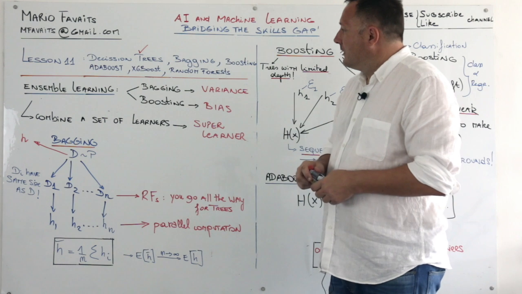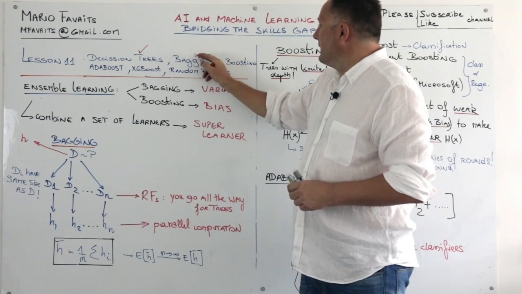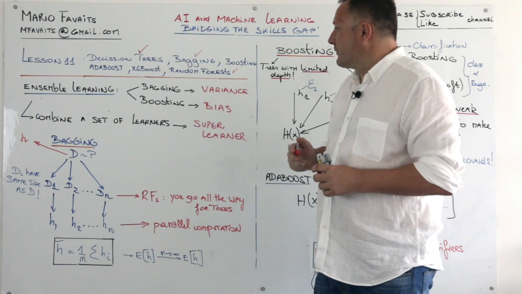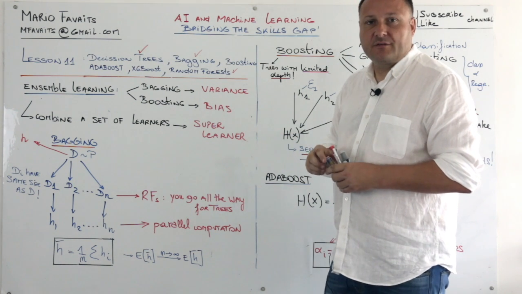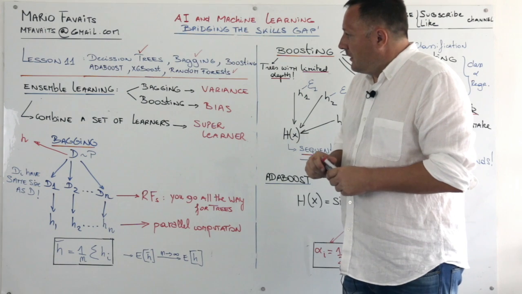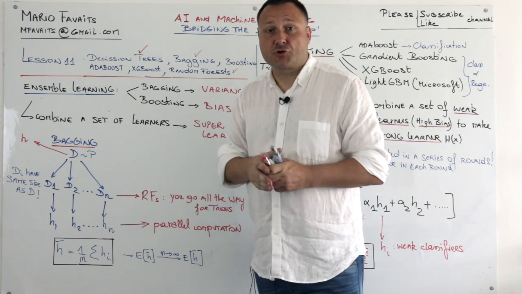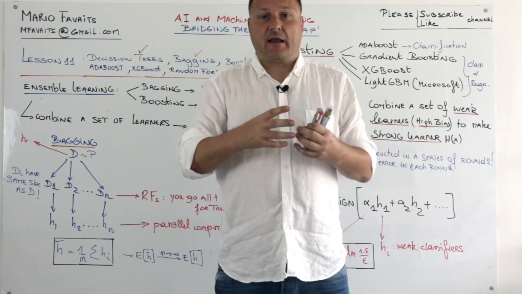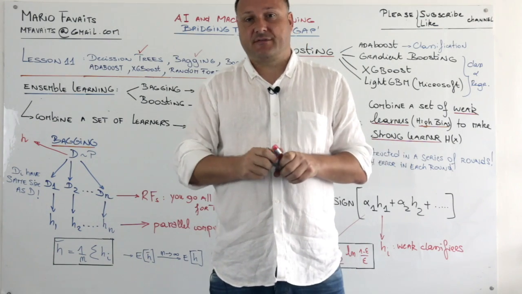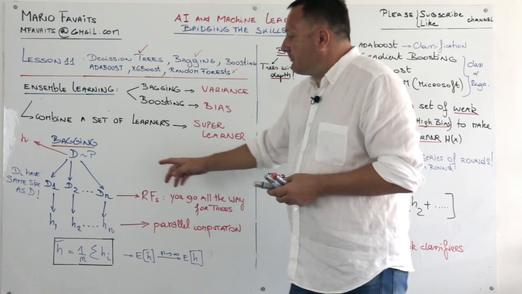All right, welcome back. So we've dealt with bagging, we've dealt with random forests, and now we're gonna start with boosting. We're still in ensemble learning. We're still trying to combine a set of classifiers to make one super classifier. So, a quick recap of what bagging is.